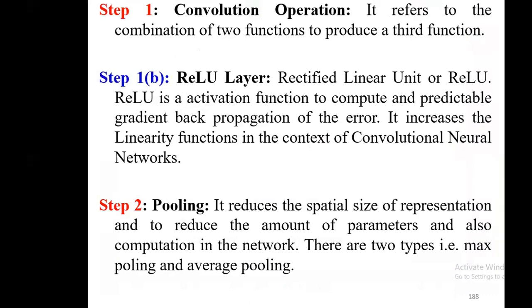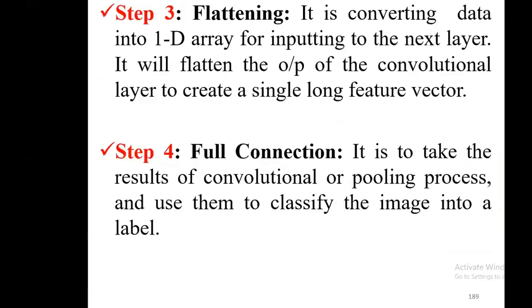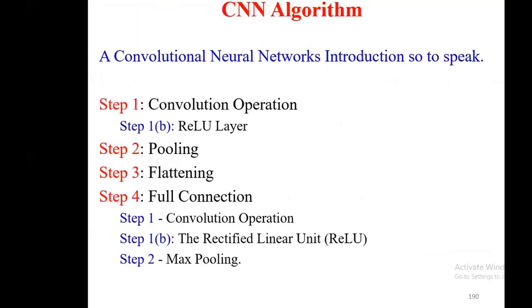Like a convolution operation, it refers to the combination of 2 functions to produce a third function. Then ReLU, rectified linear function. In order to improve the performance, I have used the pooling function, where there are 2 types, max pooling and minimum pooling. Then flattening, full connection. These are the CNN algorithms I have used.